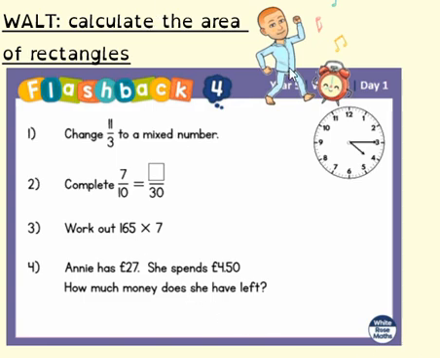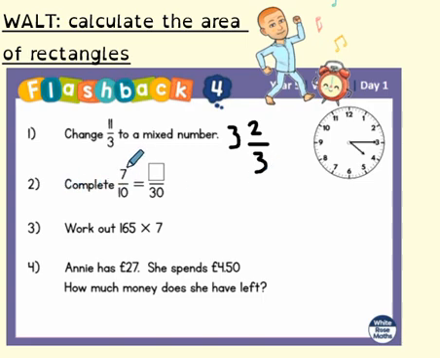Question number 1. Change 11/3 into a mixed number fraction. So if I've got 11/3, how many wholes can I make? If each whole is made up of 3, I can make 3 wholes, which uses 9 of my thirds, but I started with 11/3, so I have 2/3 remaining. My mixed number fraction, which is equivalent to 11/3, is 3 and 2/3.